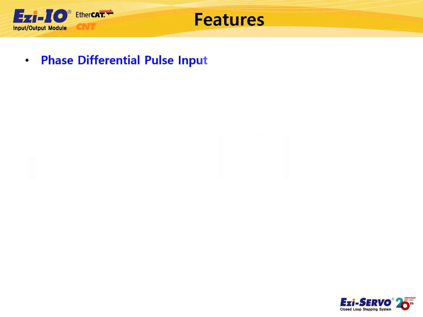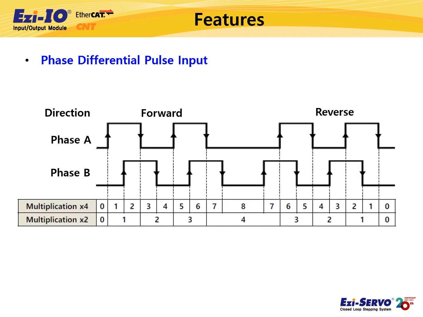Then, let's check what phase differential pulse input is. Ezi-IO EtherCAT CNT counts pulse input with A-phase input and B-phase input. All 3 pulse input methods count the pulse input by using A-phase input and B-phase input. First pulse input method is phase differential pulse input. Phase differential pulse input means 2 pulse inputs of square waves with identical frequencies but a 90-degree or 1/4 cycle phase difference. The Ezi-IO EtherCAT CNT can count by doubling or quadrupling phase differential pulse input.